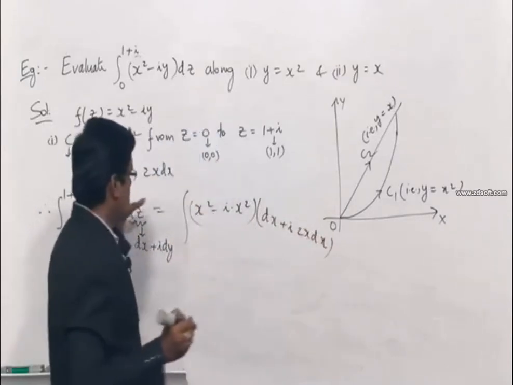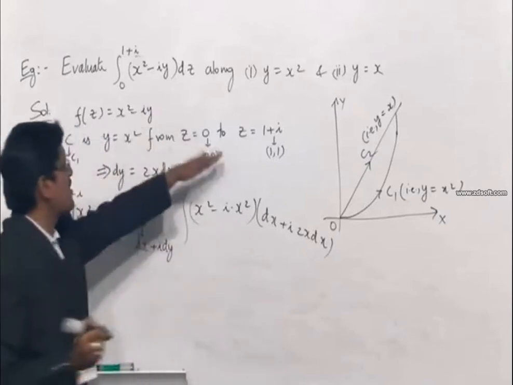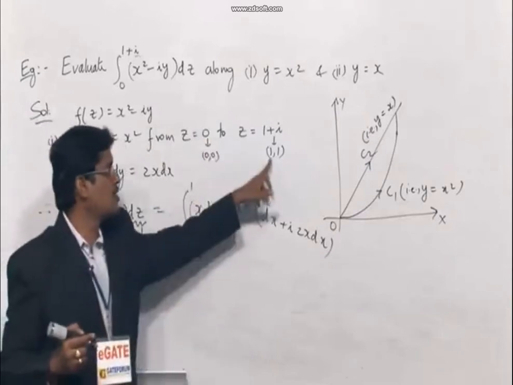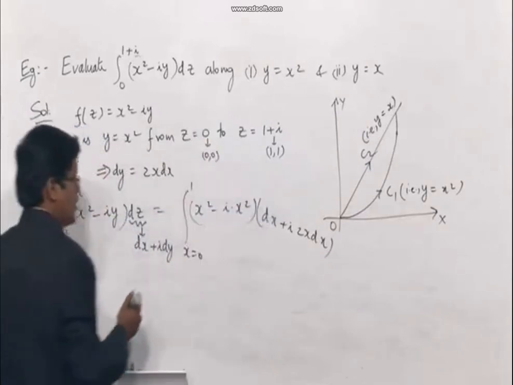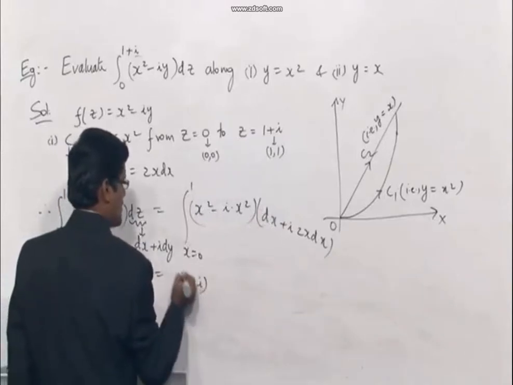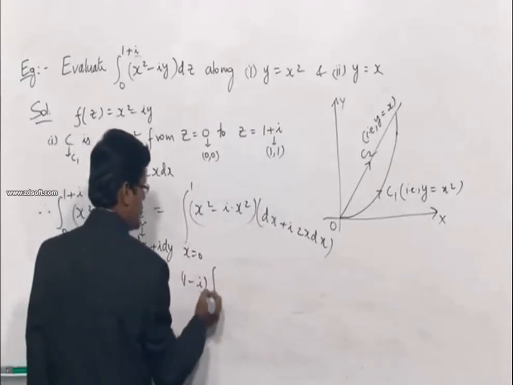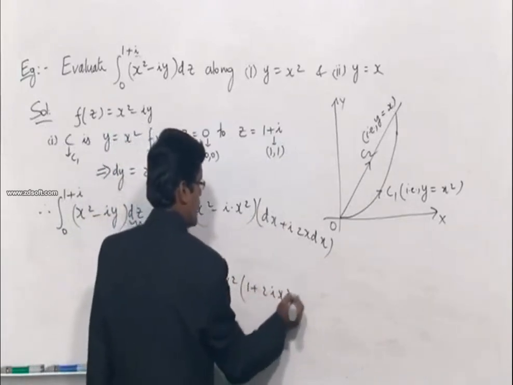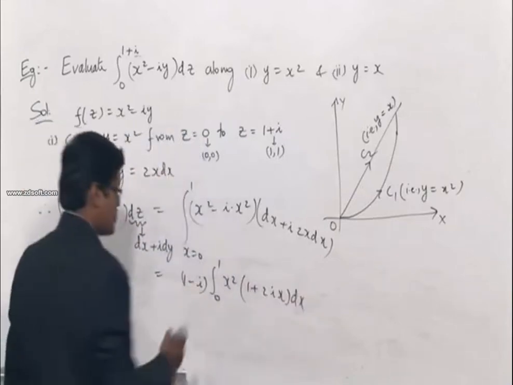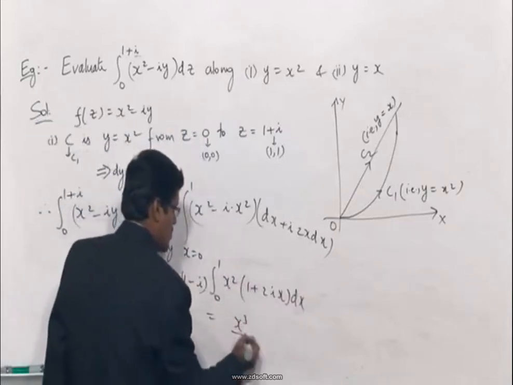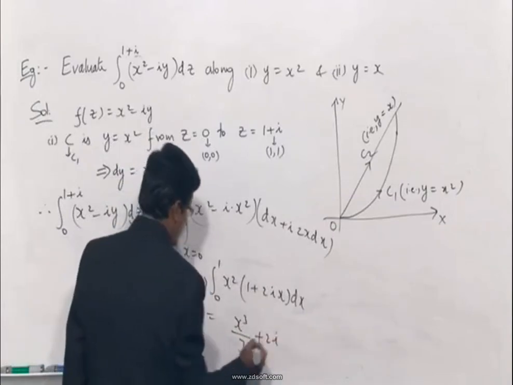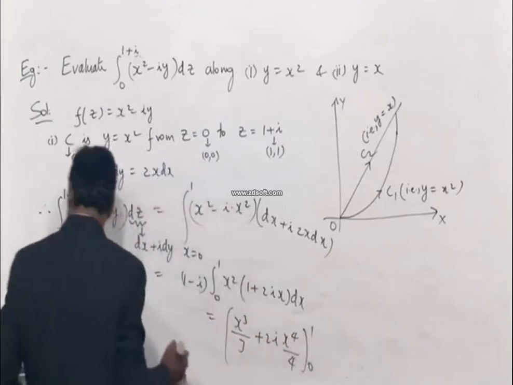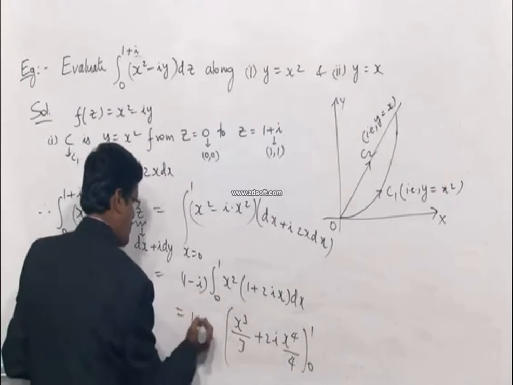Because of this, it is converted into only one variable x. From these two points you write x limits, that is x is equal to 0 to 1. In these two points x lower limit is 0, x upper limit is 1. And the simplification here: 1 minus i, x square is getting common, and then I kept 1 minus i outside, 0 to 1, dx common, 1 plus 2ix dx. Integration of x square into 1 gives x cube by 3, plus 2i times x square into x gives x power 4 by 4, limits 0 to 1. And this is pre-multiplied by 1 minus i.